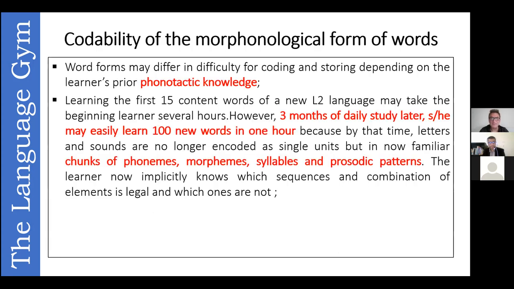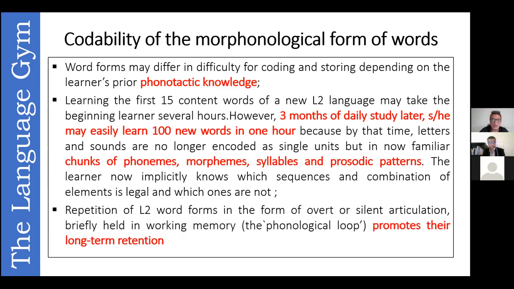Have a look at this. Learning the first 15 content words of a new language may take several hours, but after 3 months of daily study, you can learn 100 new words. And you know why? Because you developed phonotactic fluency. In other words, because you had a lot of practice in reading and speaking, I say reading aloud, why? Because reading aloud is easier at the early stages. Kids cannot speak much, but they can read more, right? Because it's less taxing on working memory, it's less challenging. So doing a lot of reading aloud develops phonotactic knowledge and fluency.